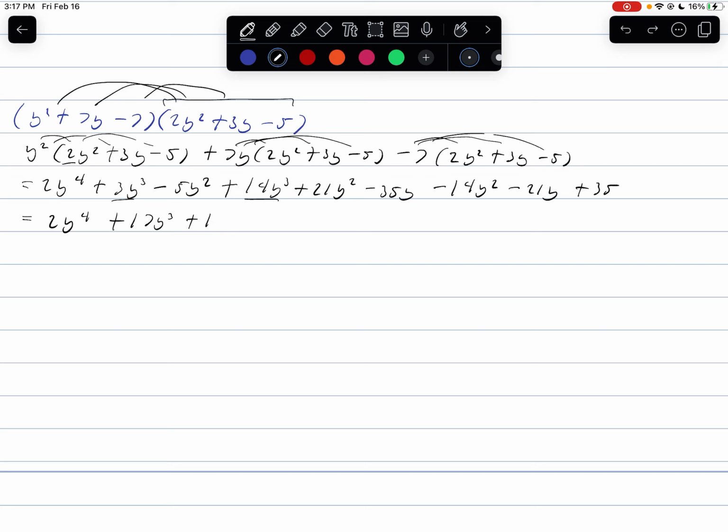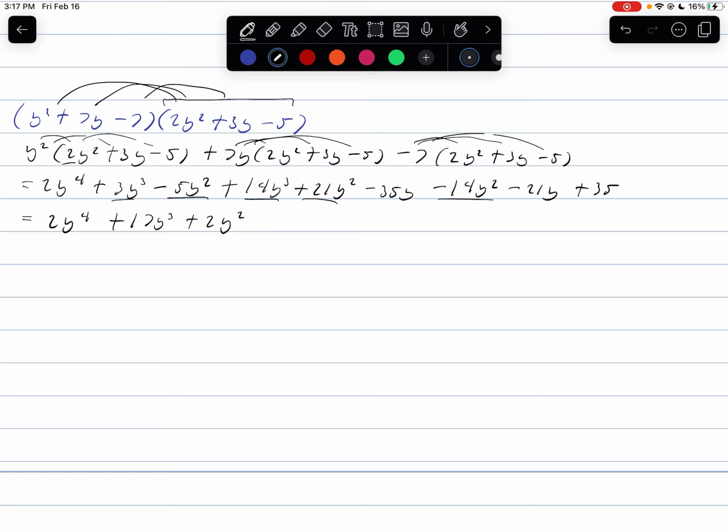I guess we have a couple of these here. So we have minus 5y squared plus 21y squared minus 14y squared. So we'll have minus 5y squared plus 21y squared is going to give us 16y squared. And then if we take 14y squared away from that, we're going to end up with 2y squared.